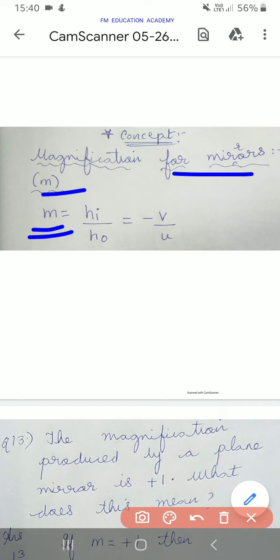Magnification is indicated by the letter m. In case it asks for the definition, you should write magnification is equal to size of the image by size of the object. So m is equal to hi by h naught, that is equal to minus v by u.